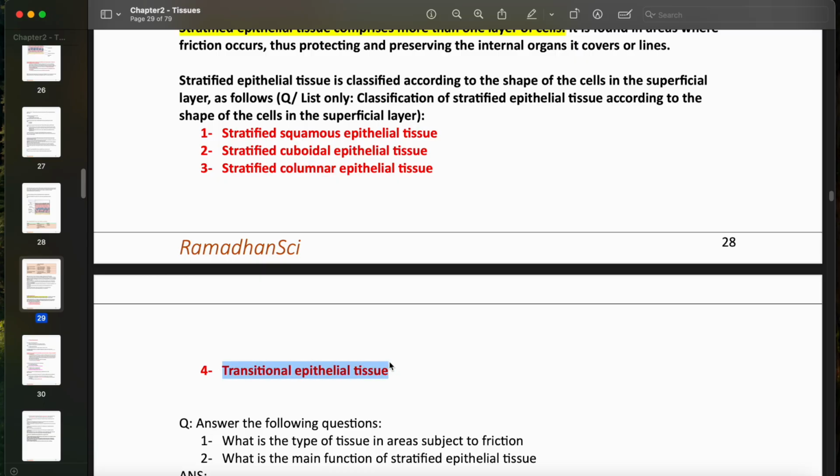And for the transitional epithelial tissue, here is kind of the freak one, because the transitional epithelial tissue cells look round or dome-shaped or umbrella-shaped in the relaxed state, but they actually look flattened when they're stretched, but not fully squamous. So the cells transition in shape between cuboidal and squamous depending on the bladder volume, if the example we're talking about is the bladder.